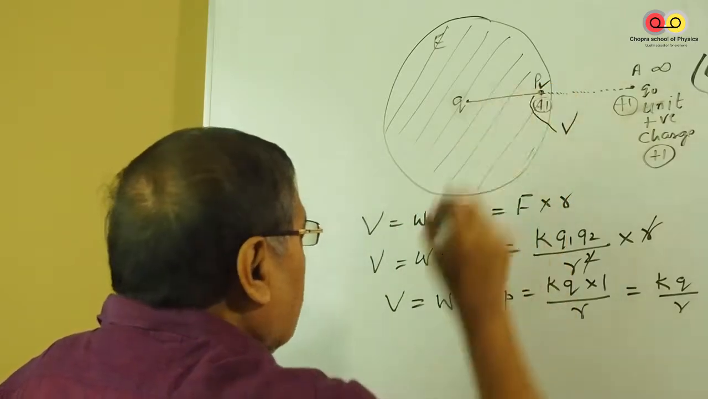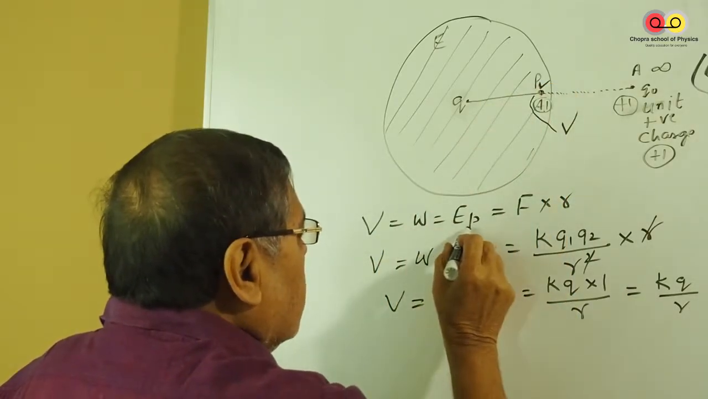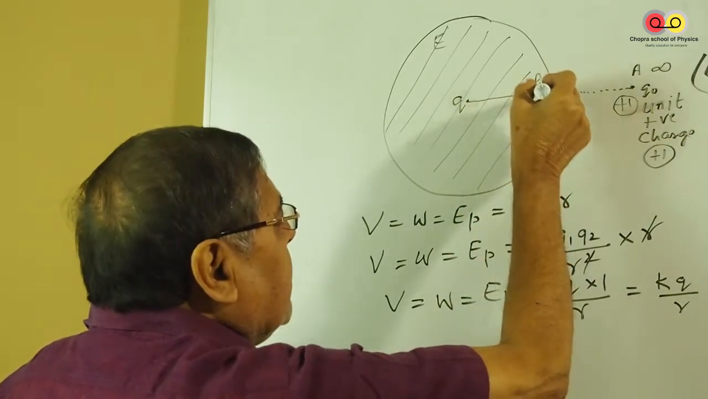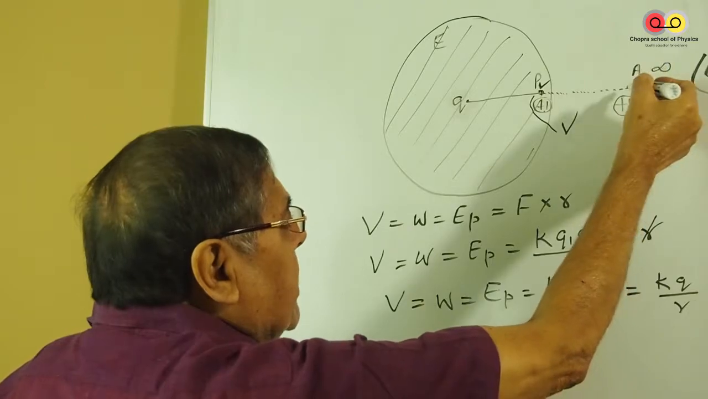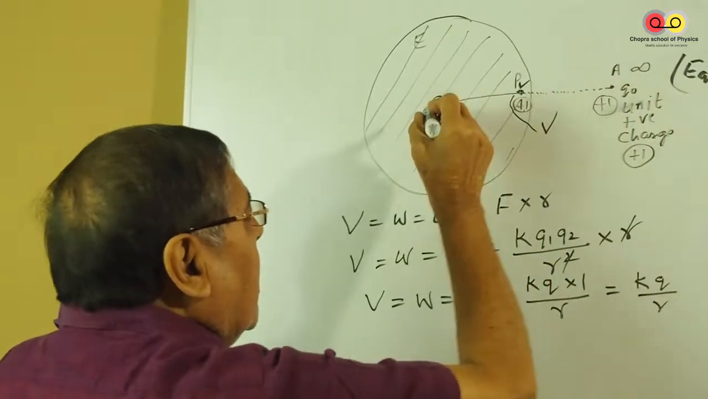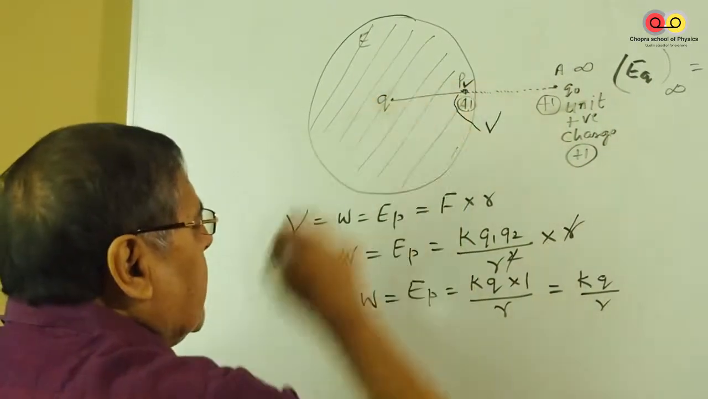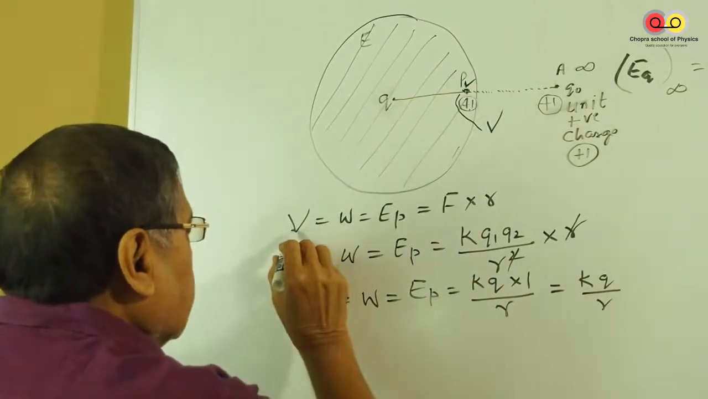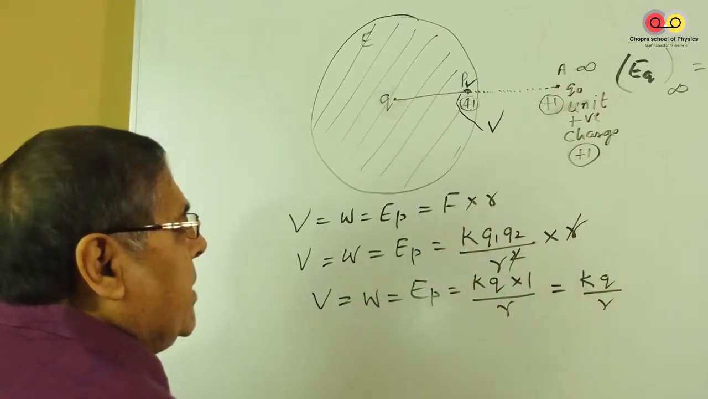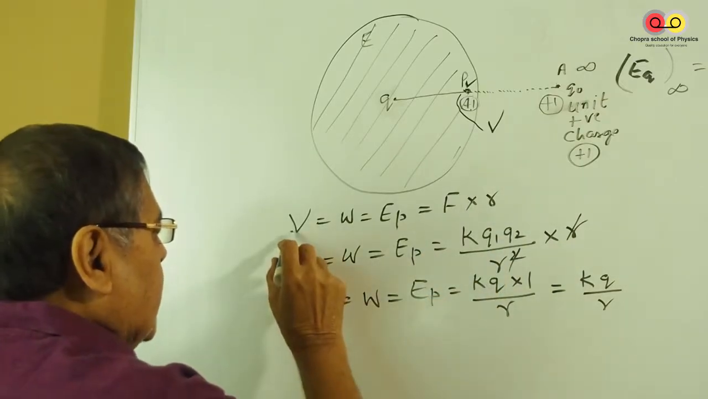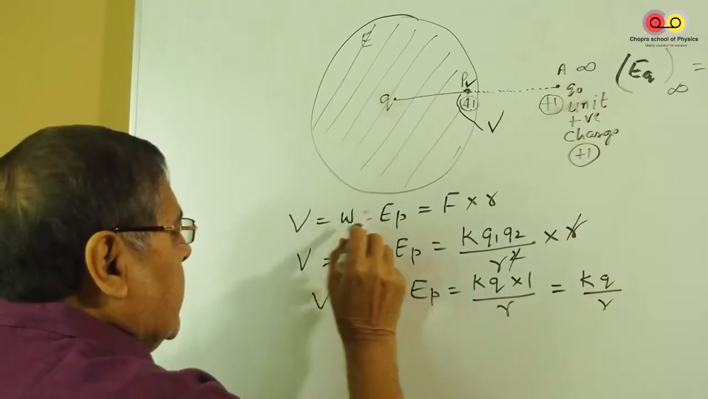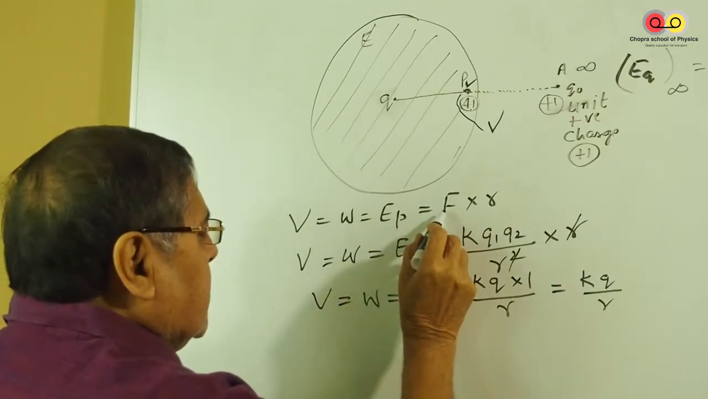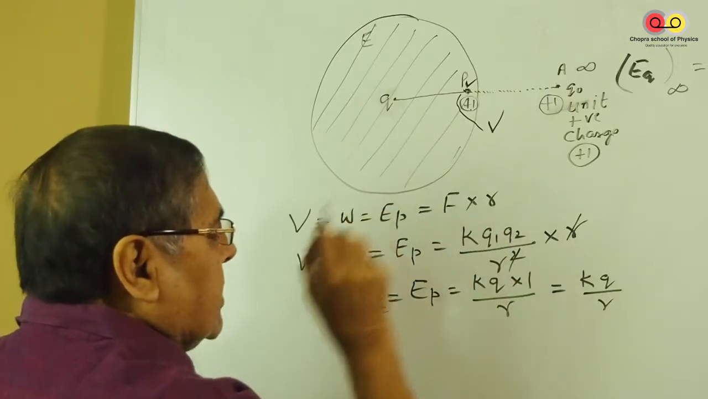So we will find that work done is due to electrical potential energy. At this point, whatever work is done in bringing unit positive charge against the repulsion of Q charge is called potential at this point. This is calculated according to this mathematical formula. Potential is work done. Work done is electrical potential energy, and this is given as work done, force into distance.